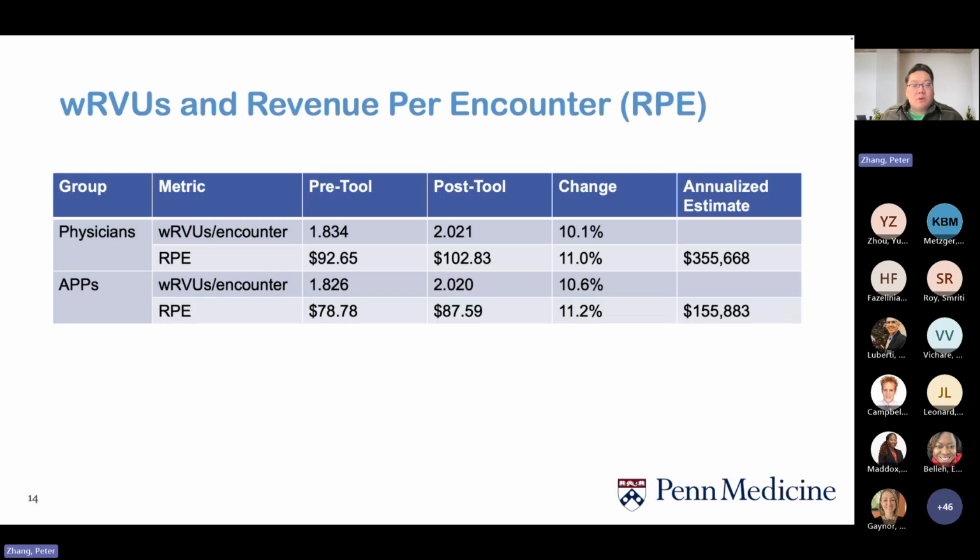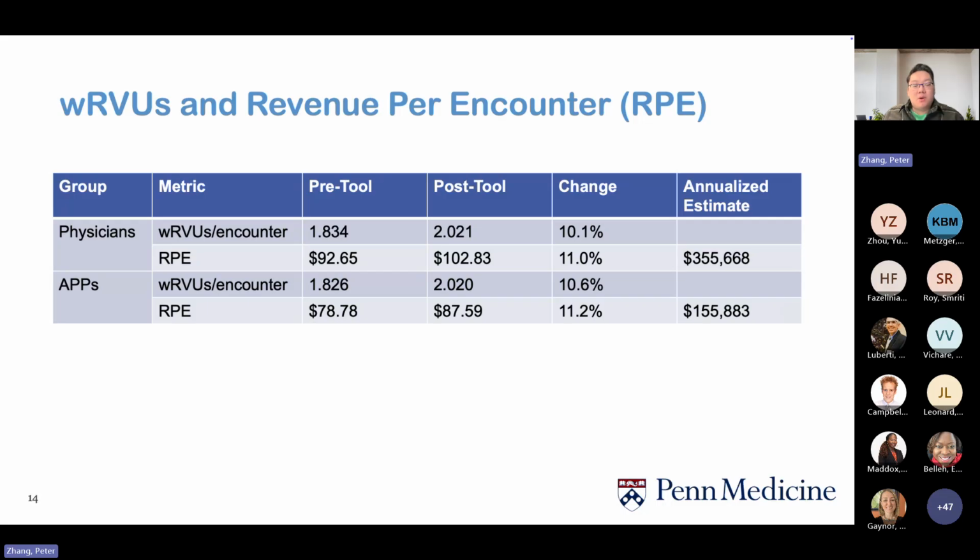Now, here's a slide that we are all really waiting for. So when looking at our new data, we can calculate the average work RVUs per encounter, as well as the revenue per encounter before and after introduction of our tools. So what we did here was we mapped each CPT code to work RVUs, and then we estimated the professional fee by using the Medicare physician fee schedule, which was provided by Novitas, which is Penn's administrative contractor.